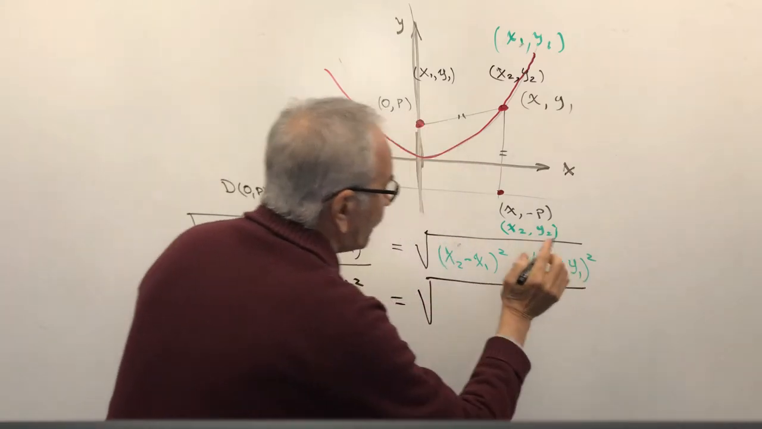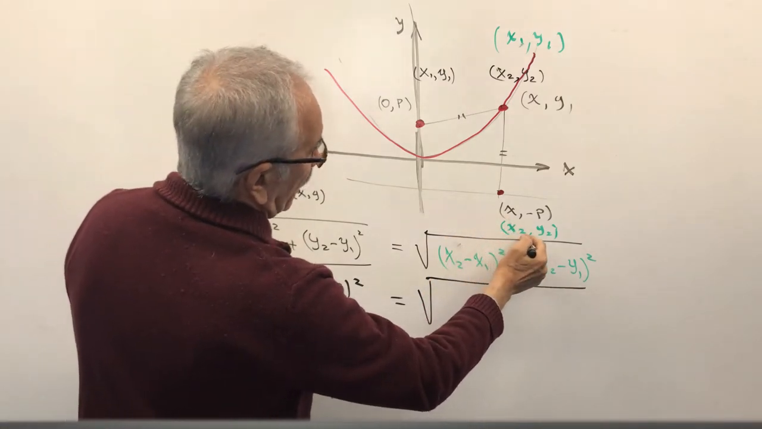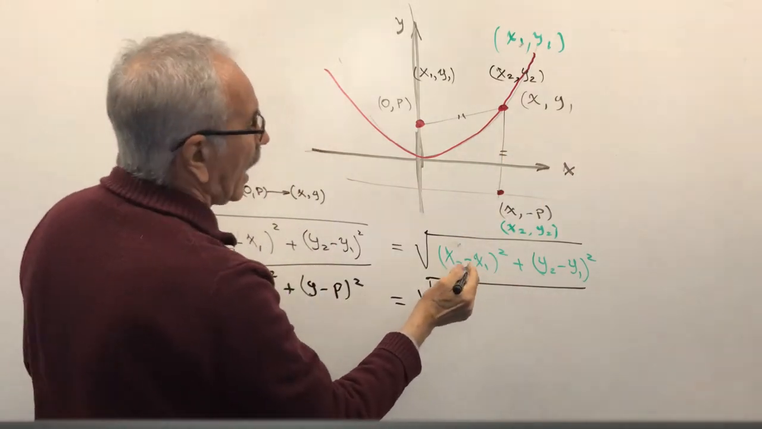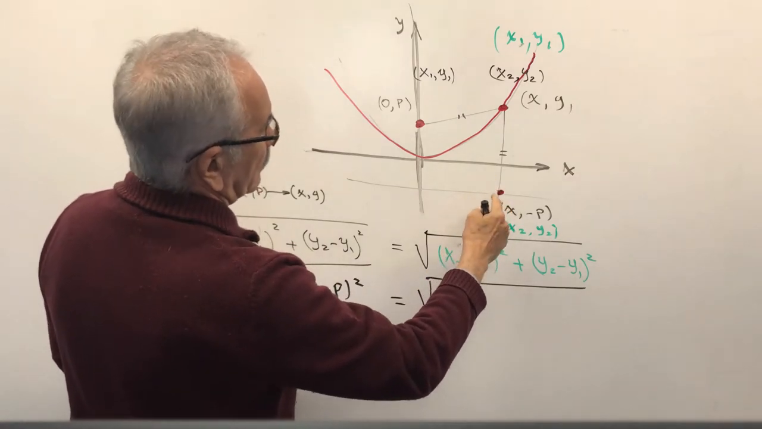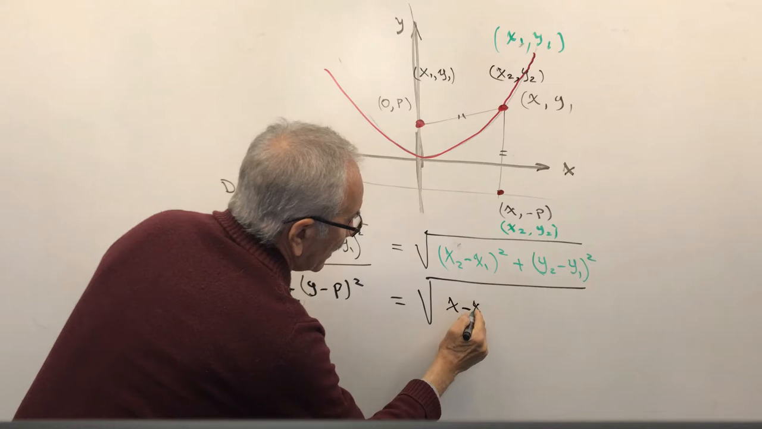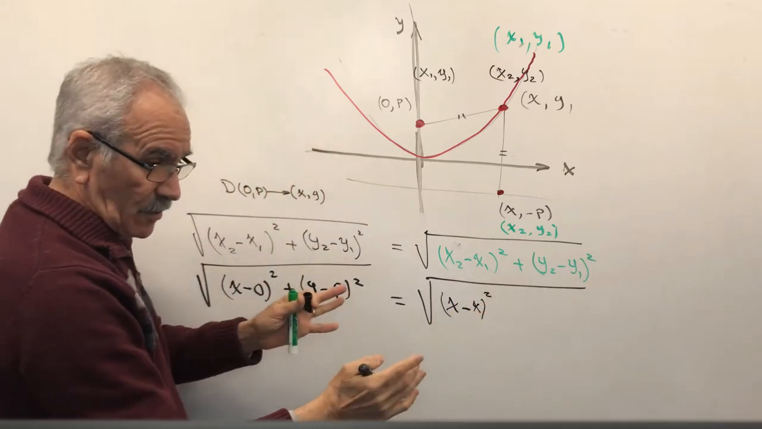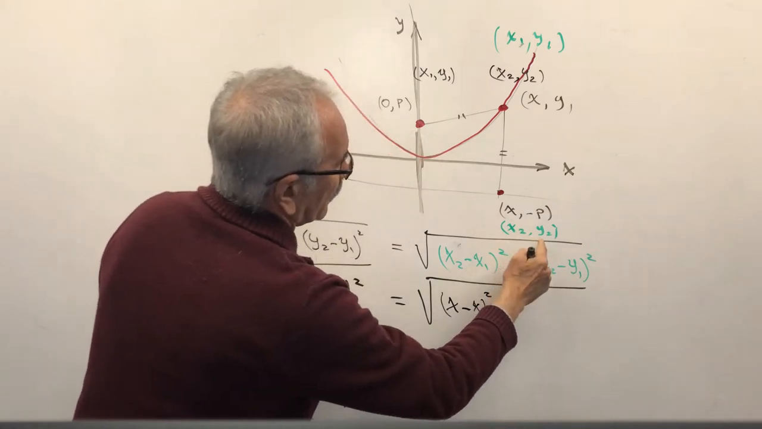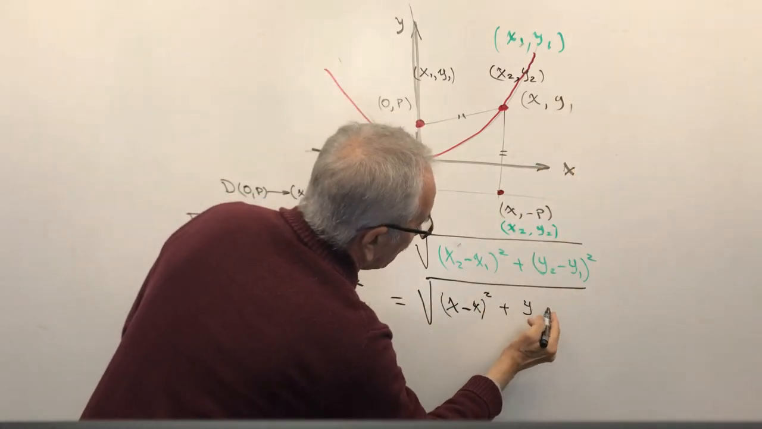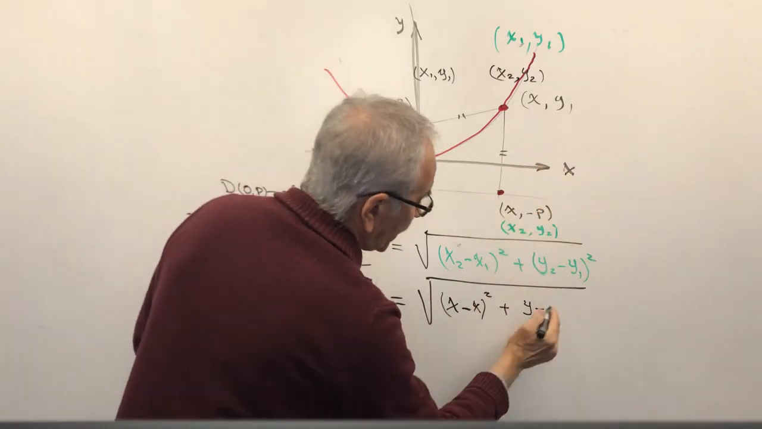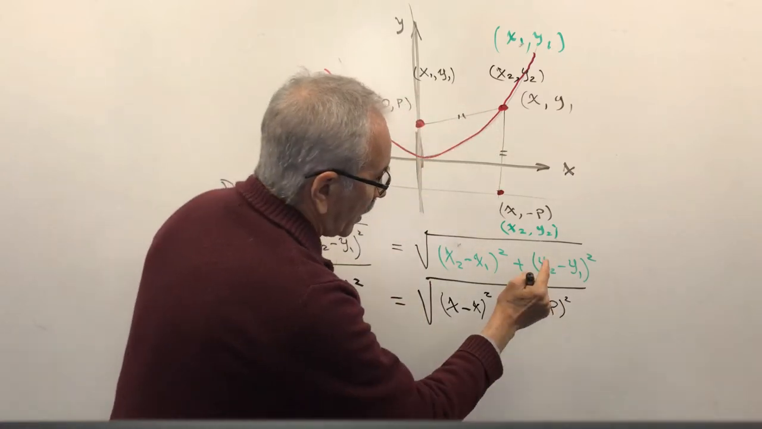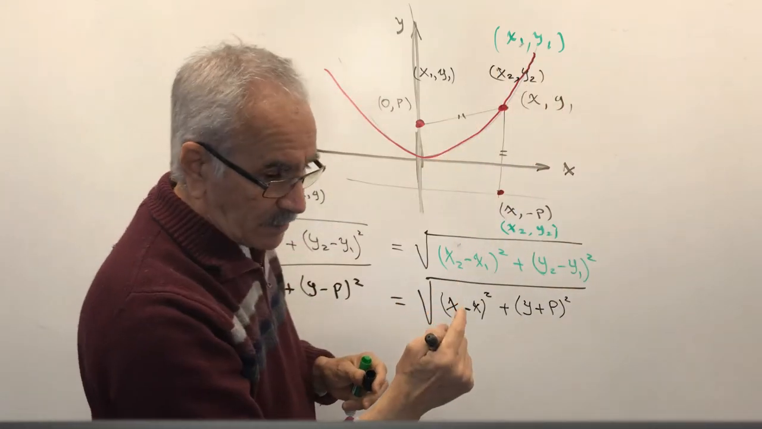now let's go to the second point. Here X2 will be the value of the X. So this is X minus, the second point has the same X. So x minus x, exactly the same, squared, which is 0, plus y, in this case, will be y plus p, square, working with rigor, will be minus p minus y.